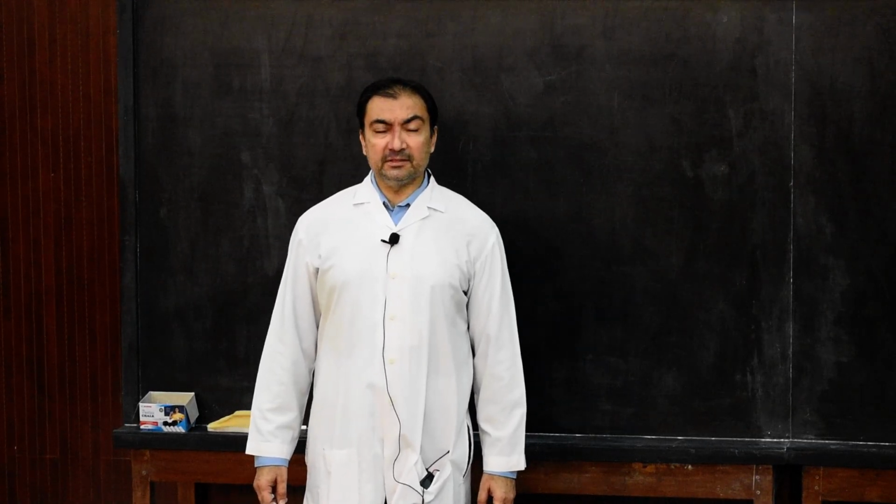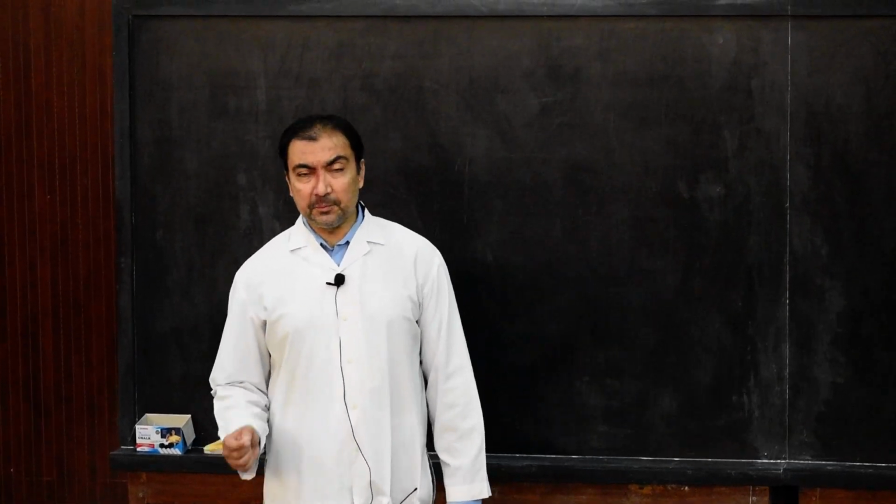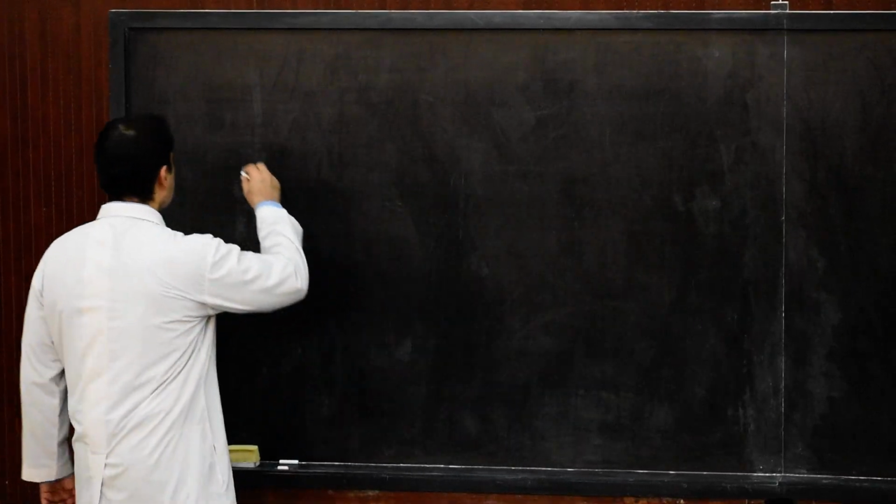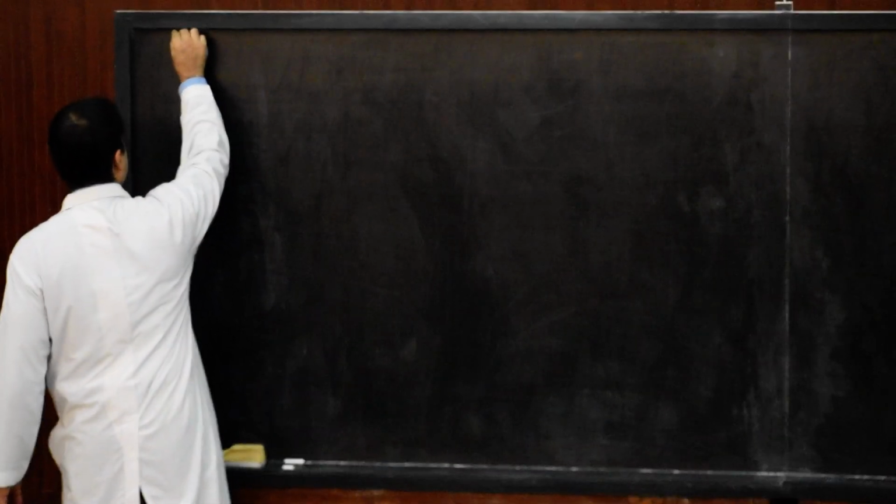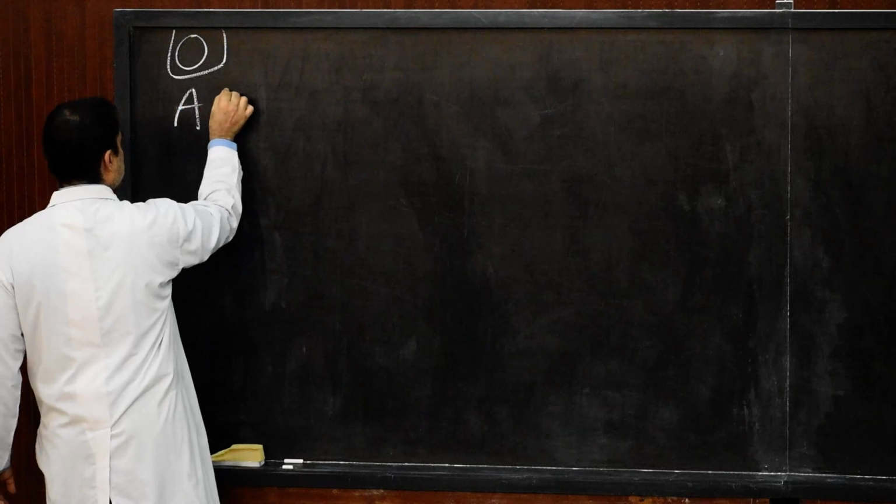Good morning students, here we start with the gross anatomy of the esophagus part 2. We are going to discuss the gross anatomy of the esophagus. The first is arterial supply.